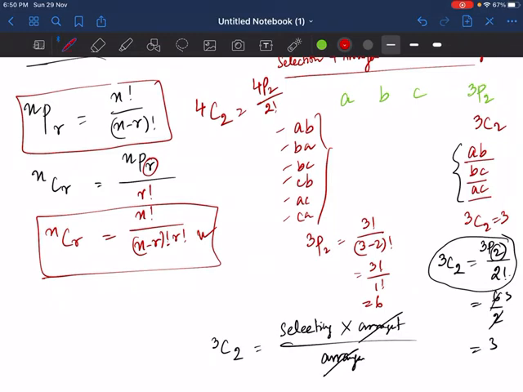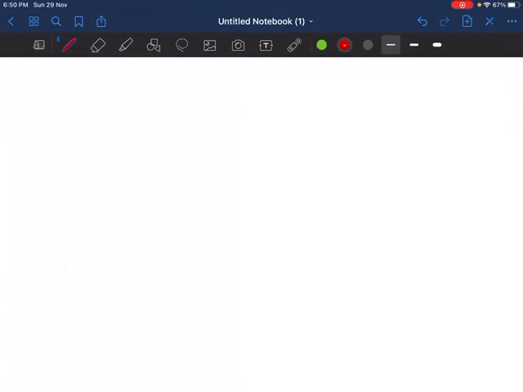Now there are 2 basic properties which you must remember. First thing, it goes like this. nC(n minus r) is equal to nCr. This is a very, very important formula. The derivation is not in there, but still I will try to do this one. So nC(n minus r) is equal to nCr. Always remember this one. So how do I get this one?